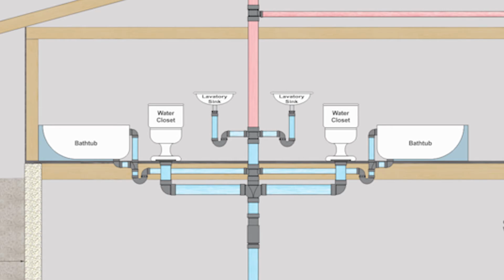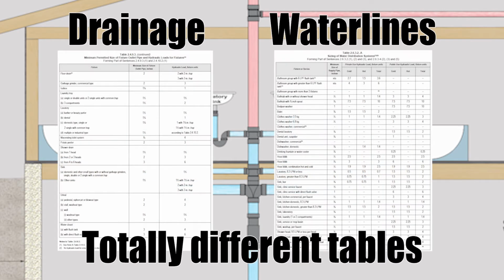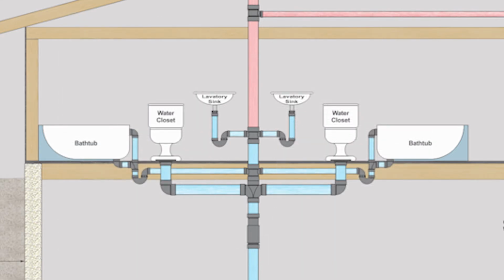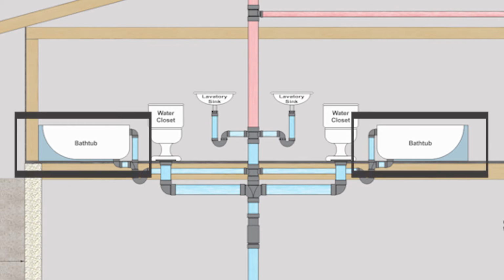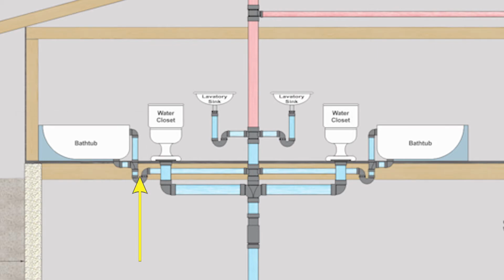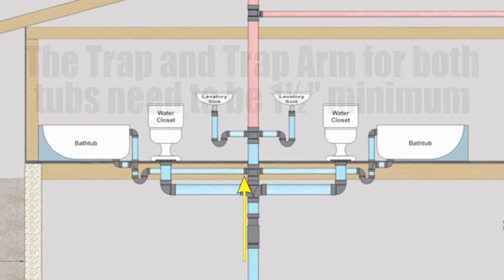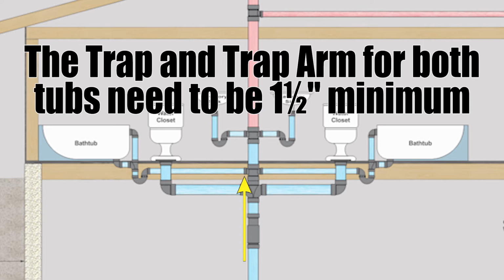It is also important to note that there is a separate table for waterline sizing which also has fixture units. They are totally different than drainage, so never mix the two up, otherwise your numbers are going to be way off. So continuing on with the bathtub with or without shower, we do have two of those in the house. That means that the piping from the trap and then through the trap arm here until it connects up to the soil waste stack is to be 1.5 inch minimum.